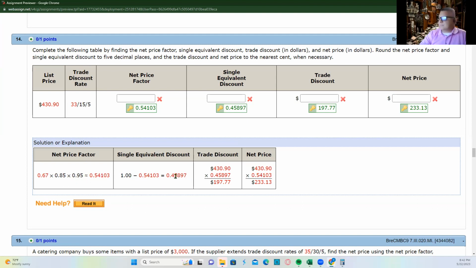And these two numbers should always equal, if you add them back together, 100%. Net price factor and your single equivalent discount rate added together should equal 100%. Your trade discount is going to be your list price, whatever they give us here, times your single equivalent discount. There's your net price. Go back up to our list price, multiply it times our net price factor, our approximation here, rounded, and that should be our net price.